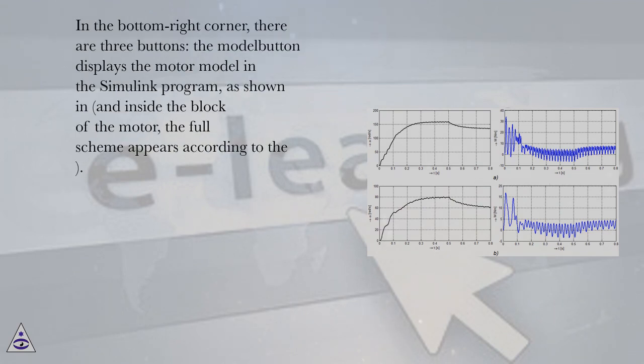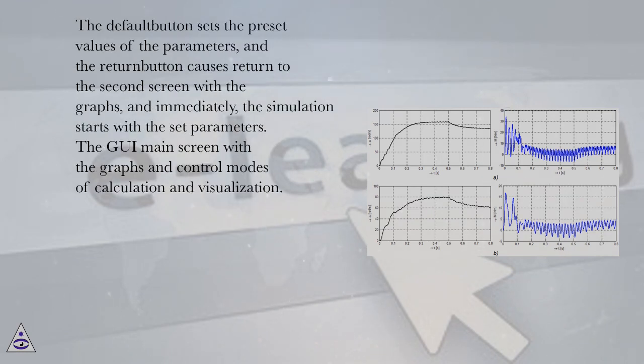In the bottom right corner, there are three buttons. The model button displays the motor model in the Simulink program, and inside the block of the motor, the full scheme appears. The default button sets the preset values of the parameters, and the return button causes return to the second screen with the graphs, and immediately the simulation starts with the set parameters.